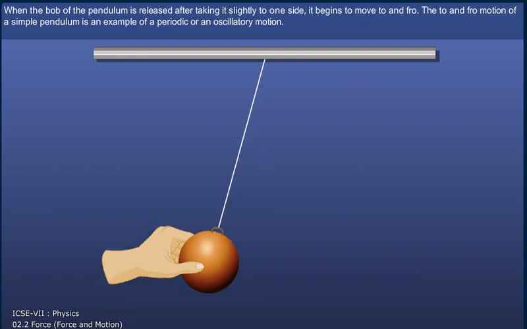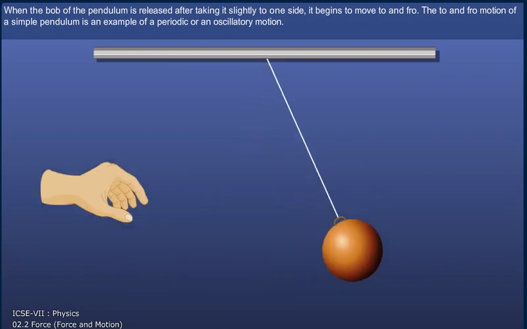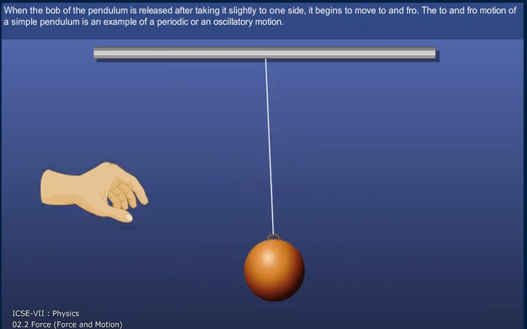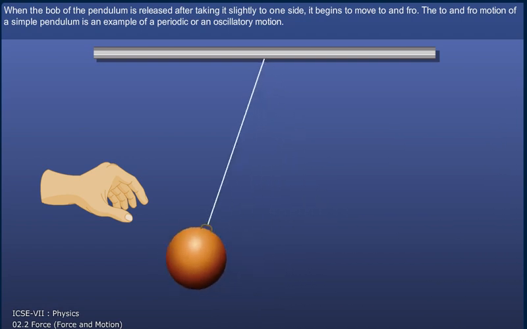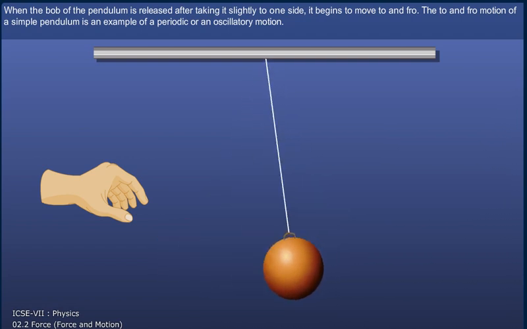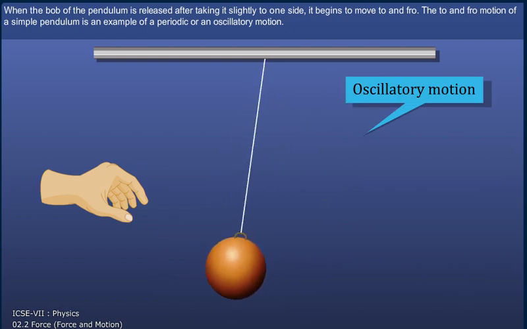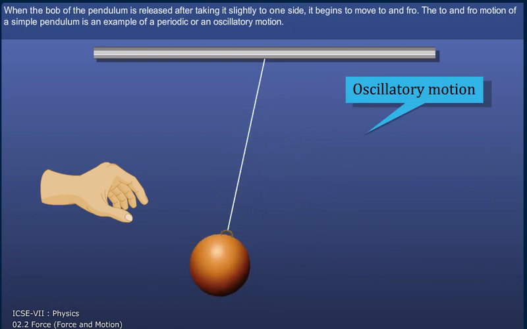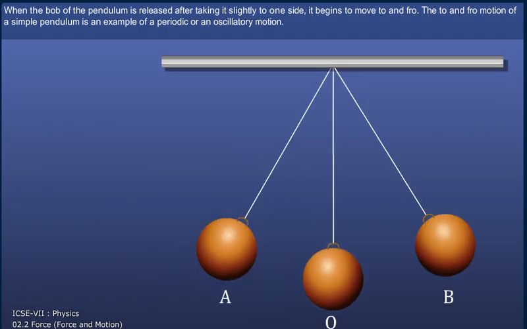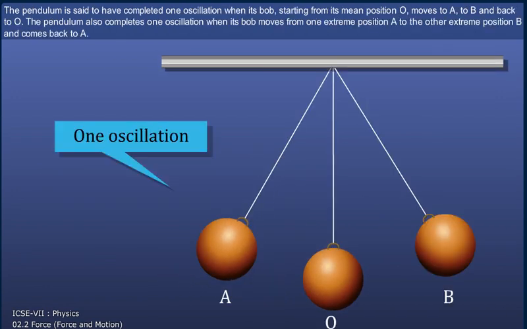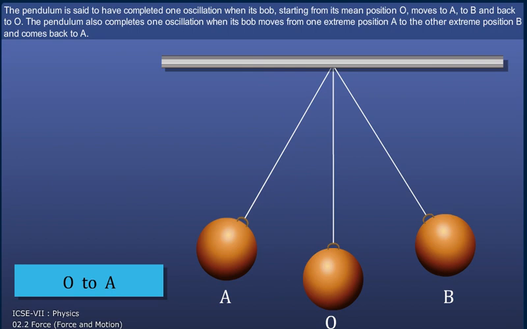When the bob of the pendulum is released after taking it slightly to one side, it begins to move to and fro. The to and fro motion of a simple pendulum is an example of a periodic or oscillatory motion. The pendulum is said to have completed one oscillation when its bob, starting from its mean position O, moves to A, to B, and back to O.